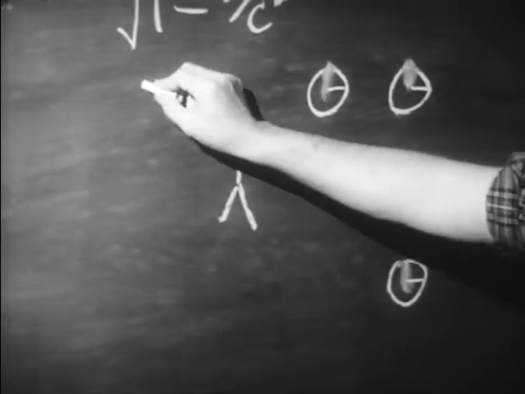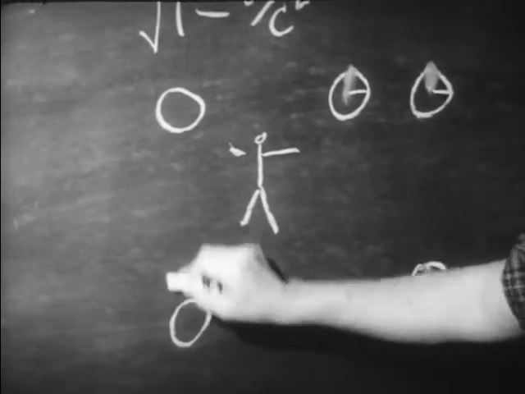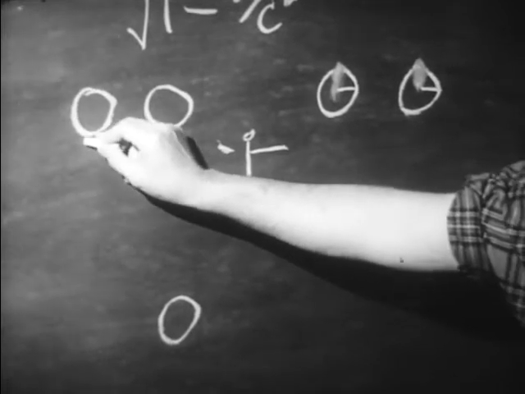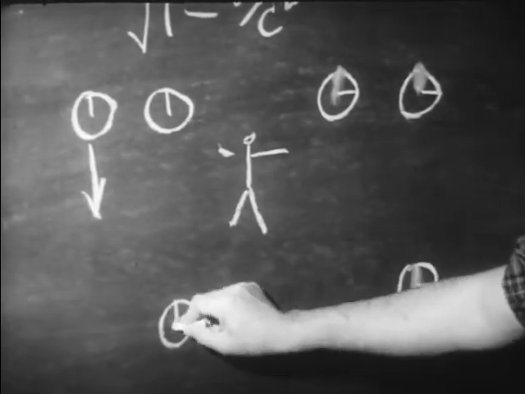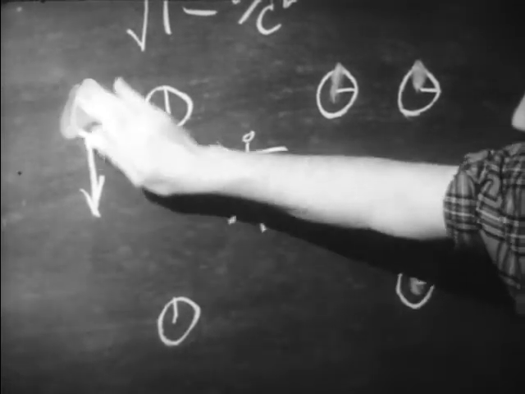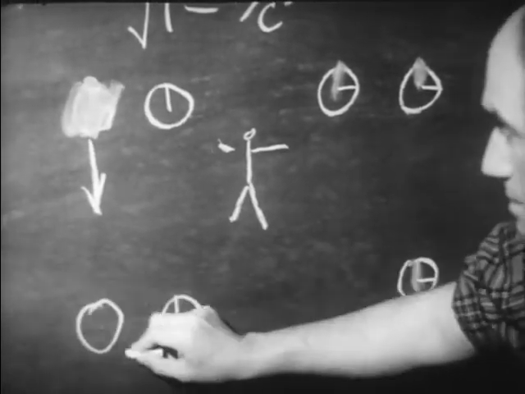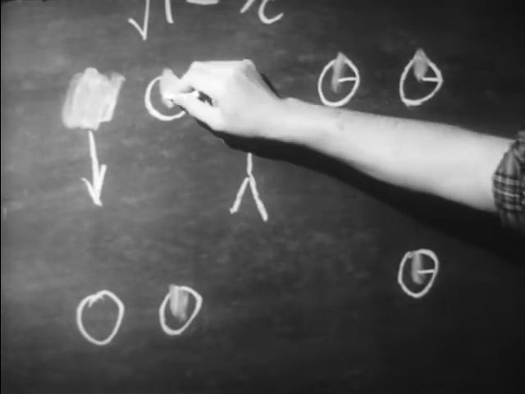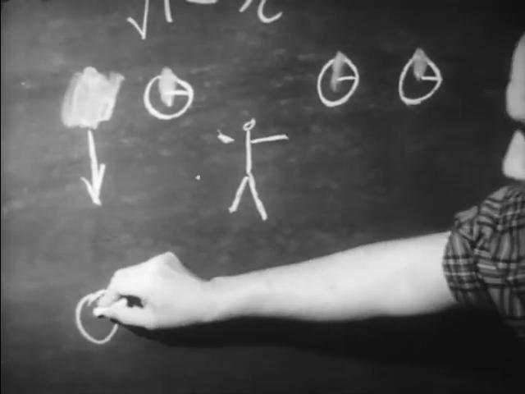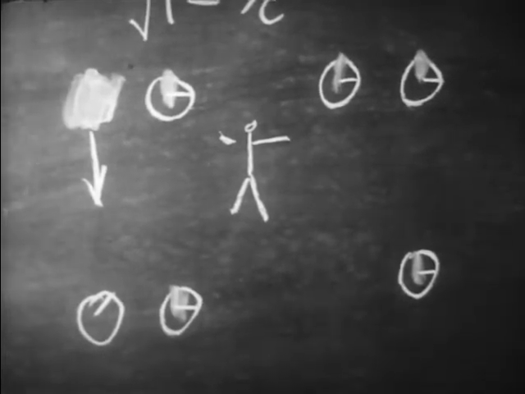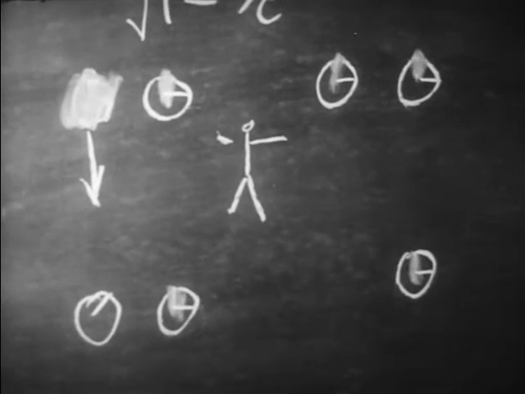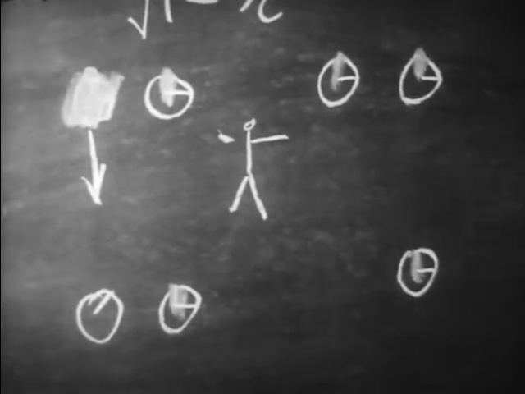But if we have the same three identical clocks, but one of them is in motion with respect to the observer, then at the later time, let's say when this one has passed the others, it will read a lesser elapsed time, a shorter elapsed time, than the ones that are at rest. As read by the observer, the moving clock runs slow.